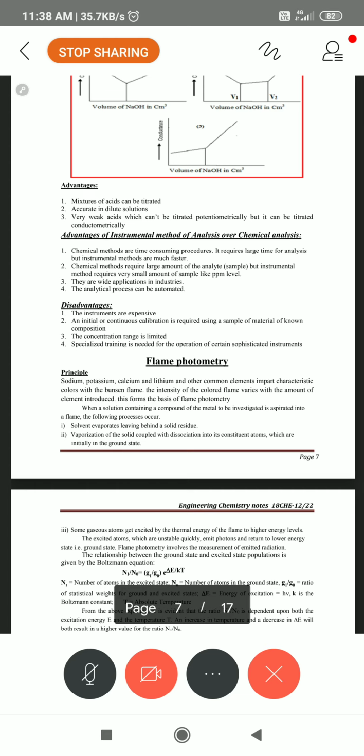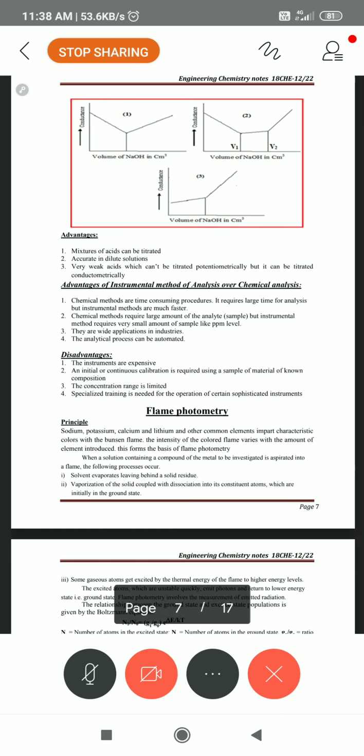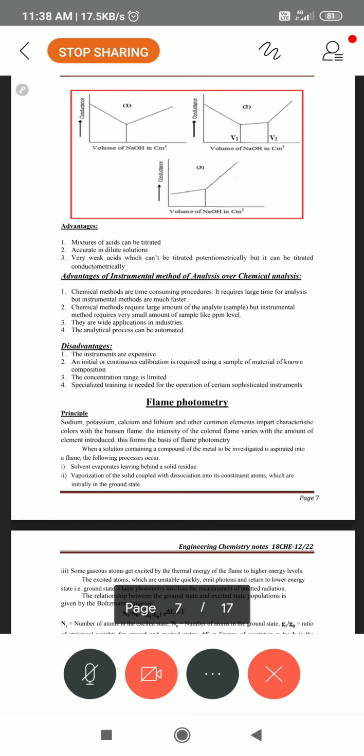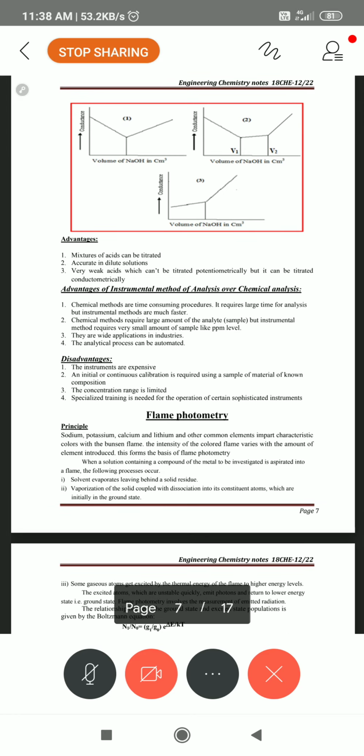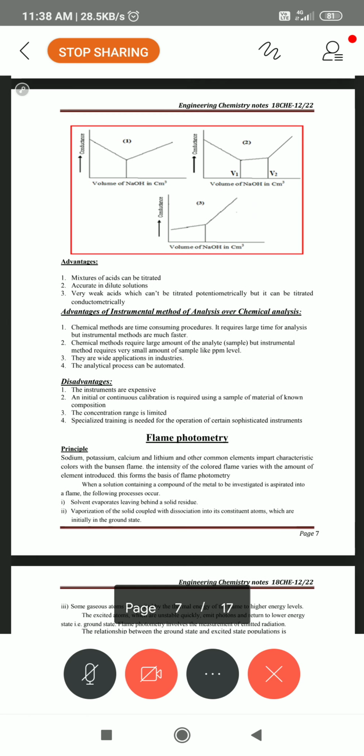Prepare the solution. Before that, you calibrate the instrument without keeping any sample. You put the DM water, which is the blank solution, only DM water is the blank solution. Keep it near the aspirant, that is one capillary tube. It sucks the DM water. At that time, it should not show any flame color. It means it doesn't contain any dissolved salts in that sample, that is DM water. At that time you set the absorbance to 0.